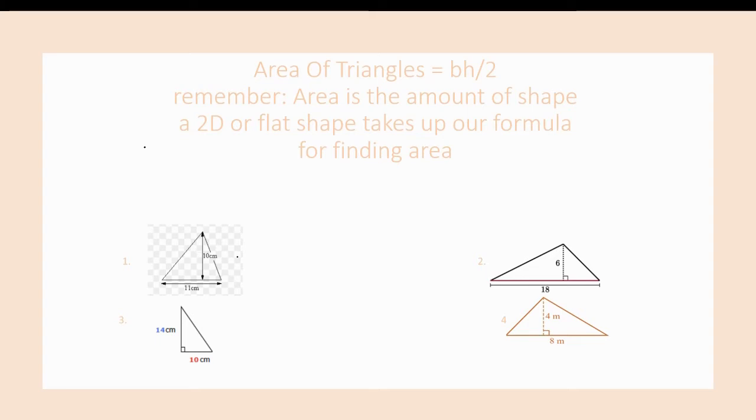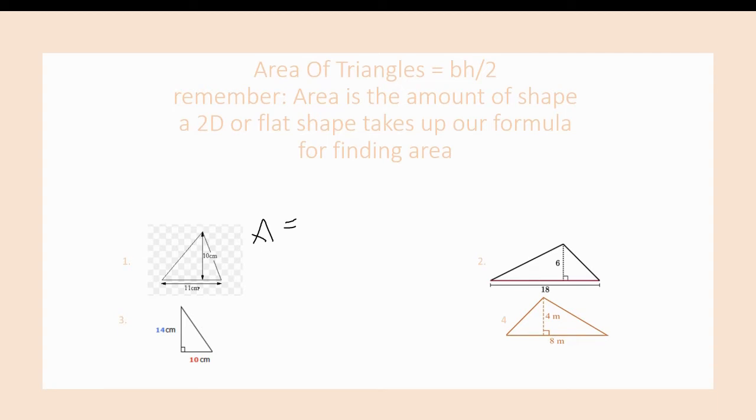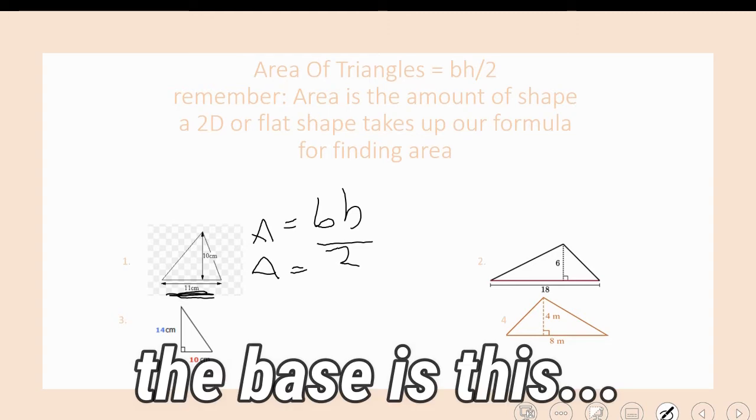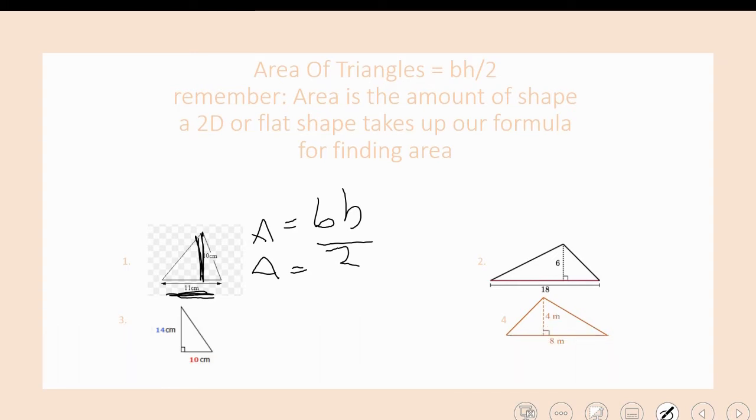So for number 1, we have to first write out the area. Sorry if I didn't write the A as neat as I could. So we have to do base multiplied by height divided by 2. Okay, so where's the base? The base is this, which is 11, and the height is this, because the height is the thing that measures the whole height.